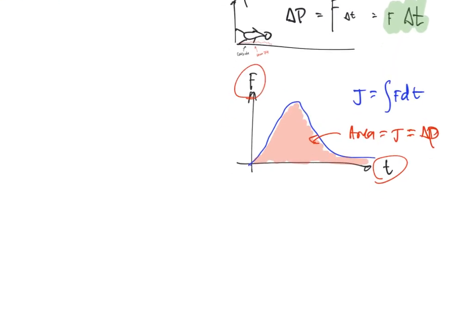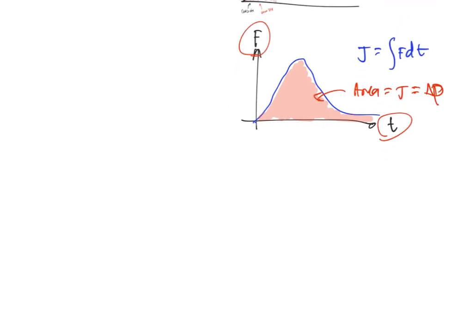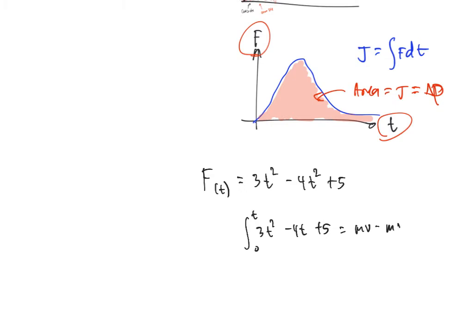Another way you might see a problem is you might be given a situation where you're told that the force as a function of time is some polynomial, like 3t squared minus 4t cubed plus 5, or whatever. If you ever saw this, that's another clue that what we're going to deal with here is the impulse momentum theorem. You're going to take the antiderivative, you're going to integrate 3t squared minus 4t plus 5 from 0 to t, and that's going to give you mv minus mv initial, as an example.